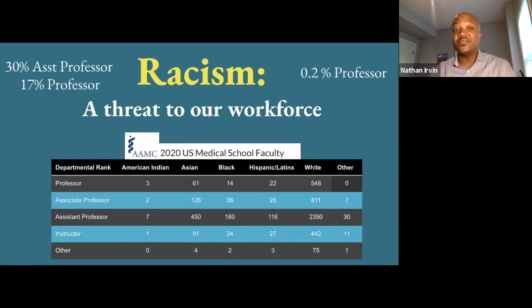Furthermore, racism is a threat to retention, inclusivity, and advancement within the EM workforce itself. The AAMC data shows that while 30% of assistant professors in emergency medicine are people of color, only 17% of those at the professor level in emergency medicine are people of color, and only 0.2% of those are Black. This highlights that we have a long way to go towards creating a physician workforce that mirrors the populations being served, and that there continues to be significant barriers to promotion within our academic ranks. And these things must be dismantled if we're going to achieve health equity.